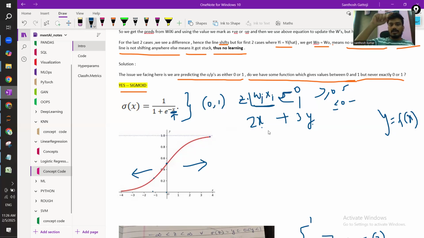A new line will come. Again we have WXI. Again you will put that into sigmoid. Again sigmoid will give you some value. You will again decide greater than or less than 0.5. If it is a perfect classification, it's fine. But again the shifting will happen.